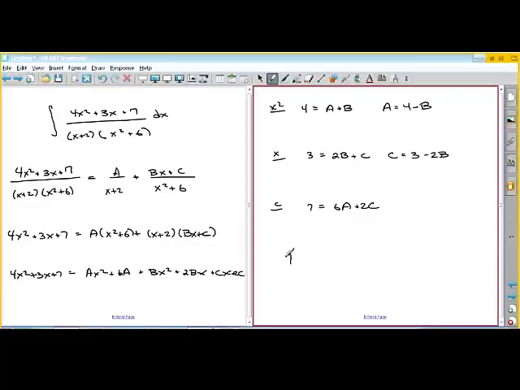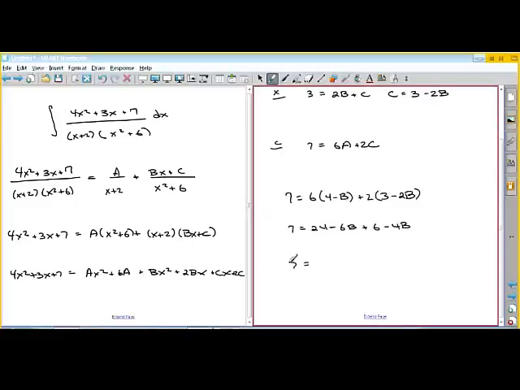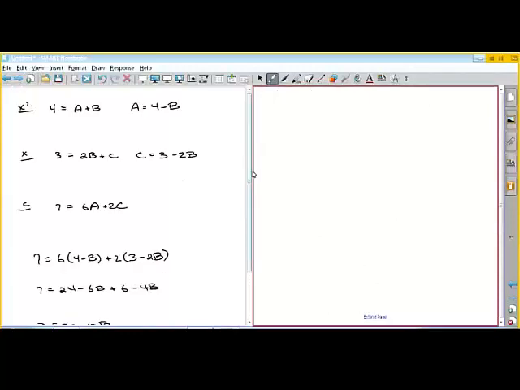So then you substitute those into the final equation. So you have 6 times A from the first equation, which is 4 minus B. Then you have 2 times C, C from the second equation, which is 3 minus 2B. And you see now it's just in terms of B. So you multiply everything out. 24 minus 6B plus 6 minus 4B. So we get 7 is equal to 30 minus 10B, or B equals negative 23 over negative 10, or 23 over 10. So that's B, if I did that correctly.